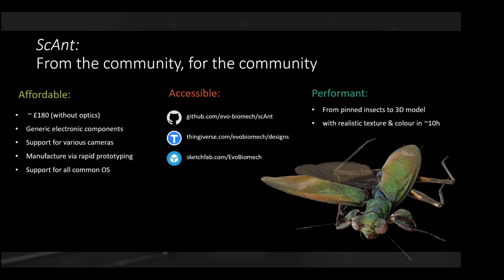You can find all the information on classic sites. Code is on GitHub, and documentation, parts list and drawings are on Thingiverse. Model examples are on Sketchfab. And we think it's reasonably performant. You can go from a pin specimen to a full 3D model within about 10 hours. And that's all I wanted to say about the system scAnt.